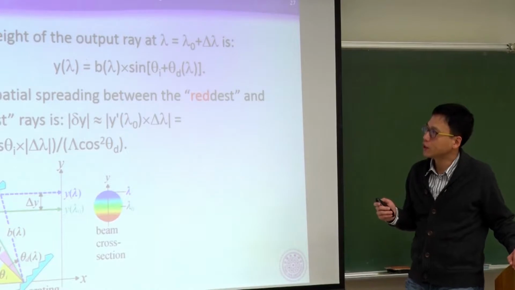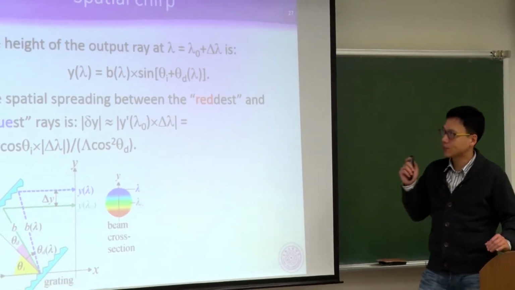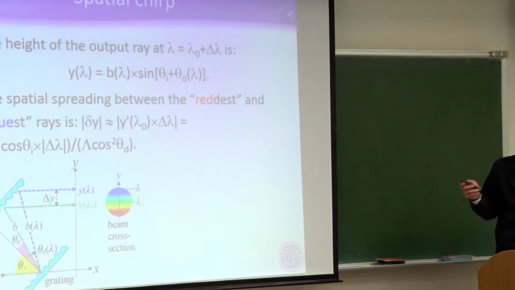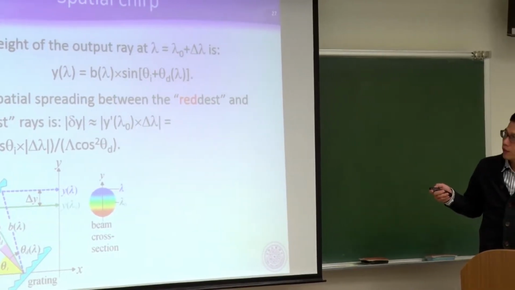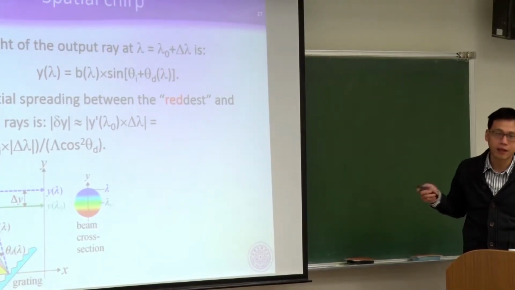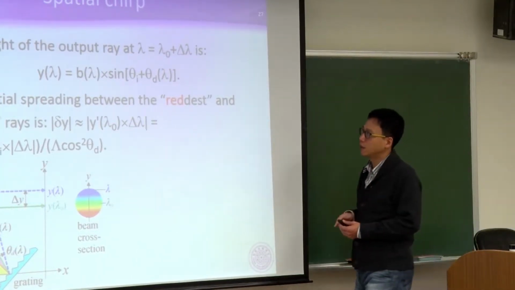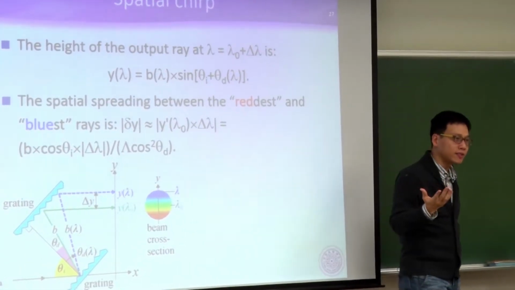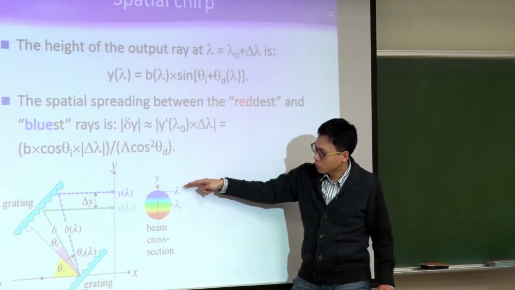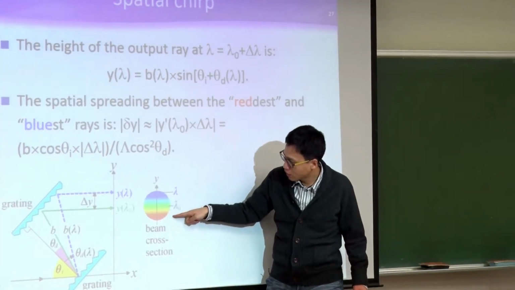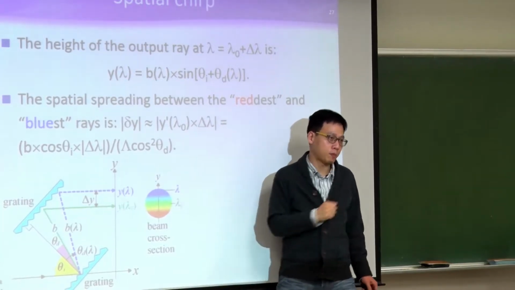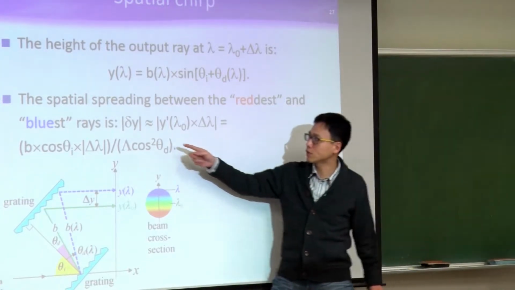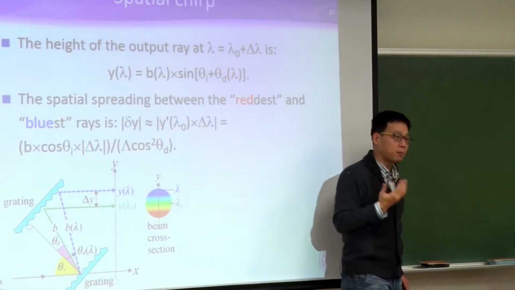And how do we estimate the seriousness of spatial chirp? How serious it is? We can calculate the spatial spreading. Okay, what is spatial spreading? The distance between the reddest and the bluest rays. Okay, say this is the shortest wavelength. This is the longest wavelength. What is the separation? That is spatial spreading, which is denoted by delta y absolute value.